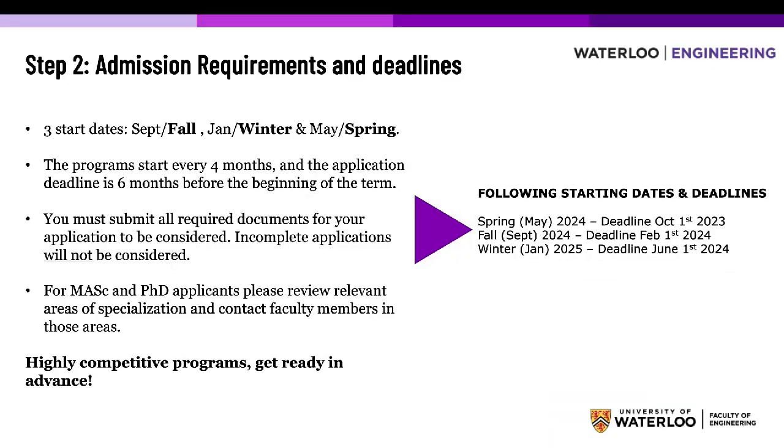So for the admissions requirements, we kind of touched on that. The application deadlines, there are 3 intakes. We intake for September, which is the fall term, January, which is the winter term, and May, which is the spring term. So essentially our programs start every 4 months. The application deadline is generally 6 months before the beginning of the term.